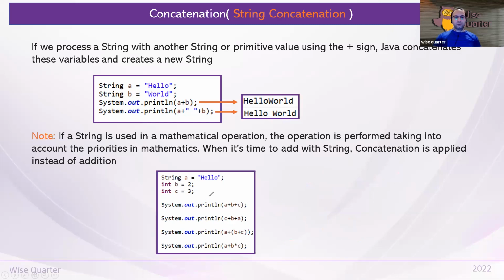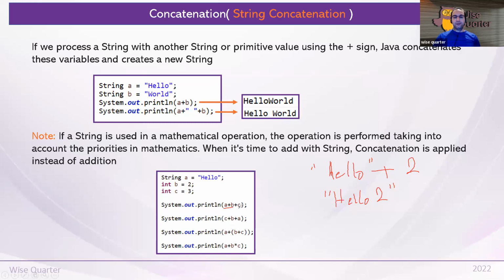Let's try to understand this part. A is hello, a string, B is 2, and C is 3. Java always starts from the left side. And here, we are trying to calculate A plus B plus C. A is hello, plus 2. You know, this is a string, this is a number. It doesn't matter for the computer. It will be like this: hello 2.